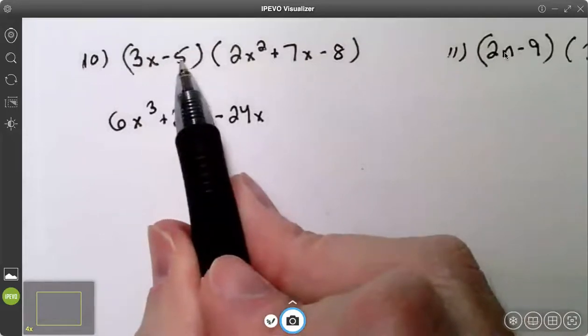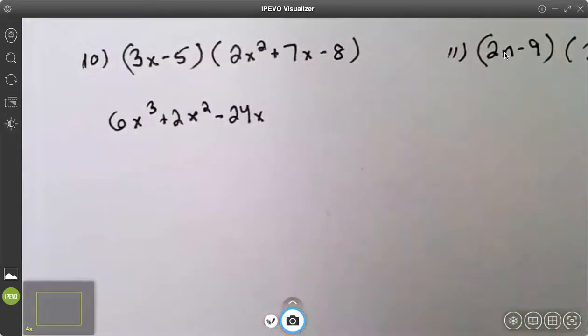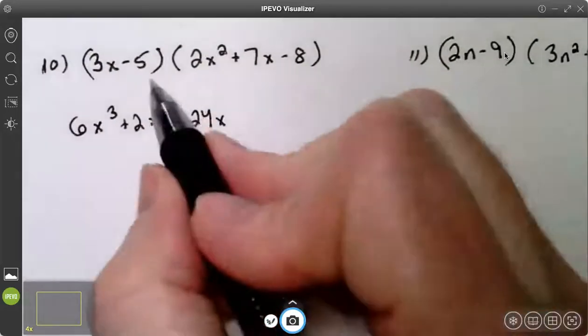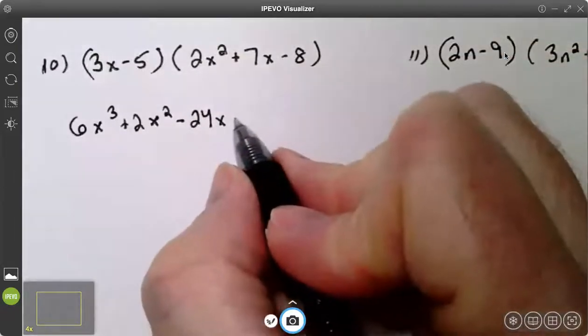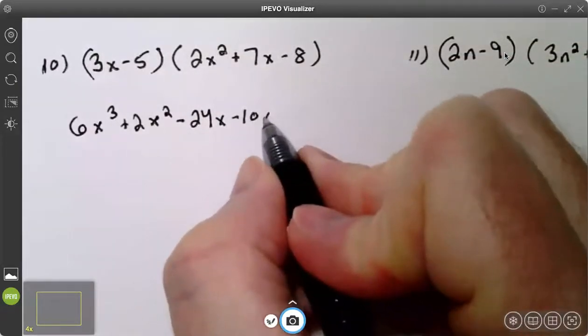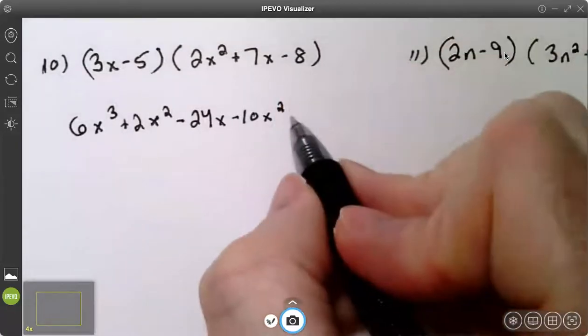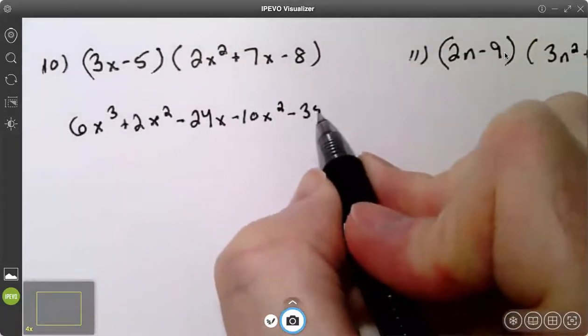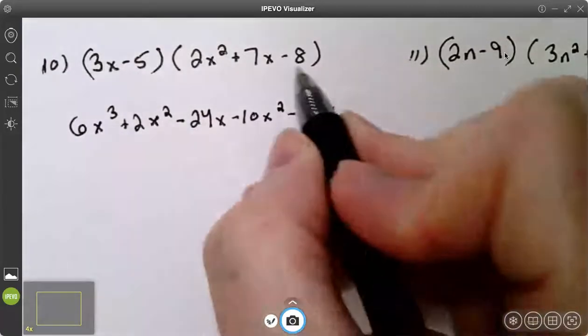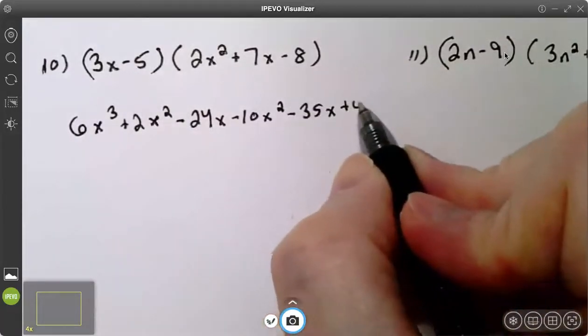Now I'm going to distribute the -5 3 times and get 3 more terms. -5 times 2x squared is -10x squared. -5 times 7x is -35x. -5 times -8 is +40.